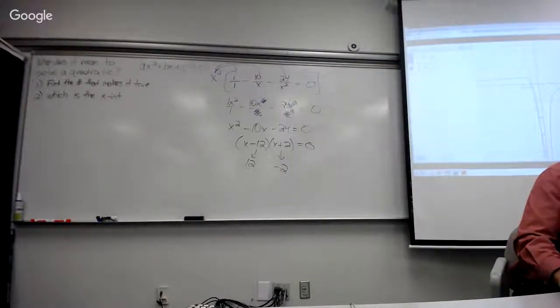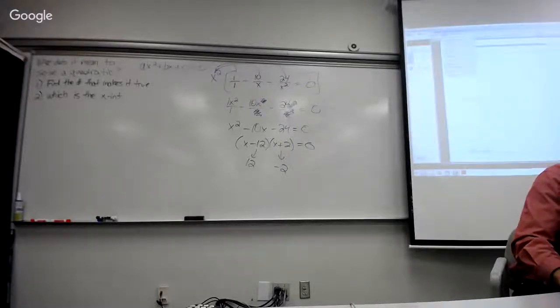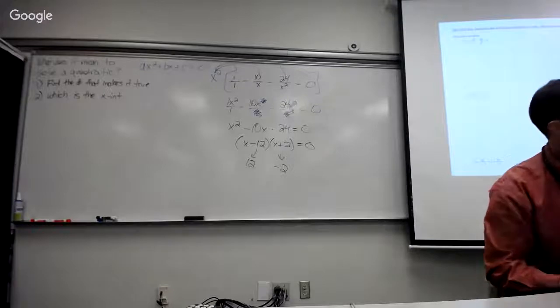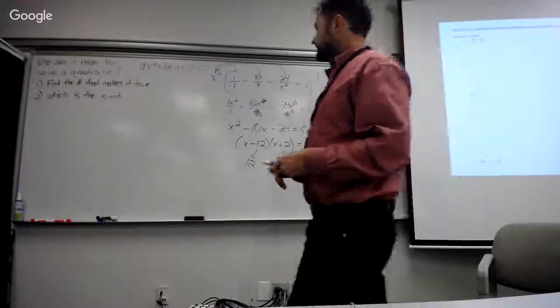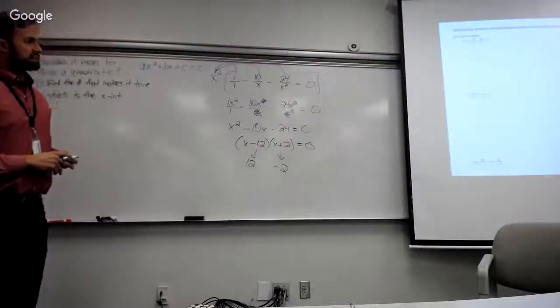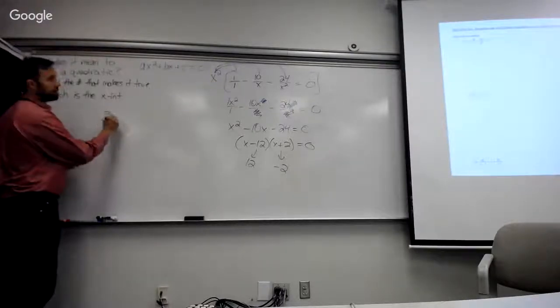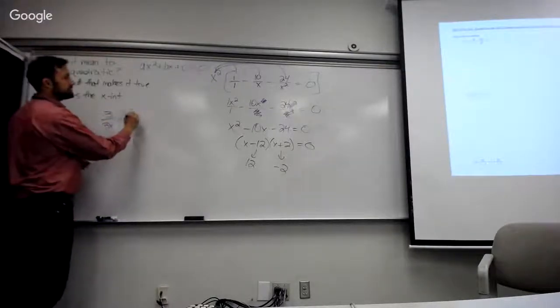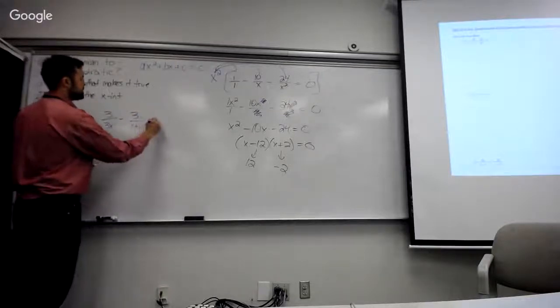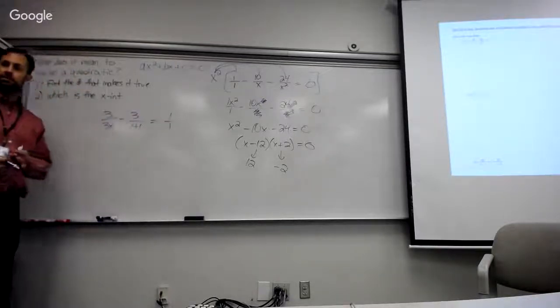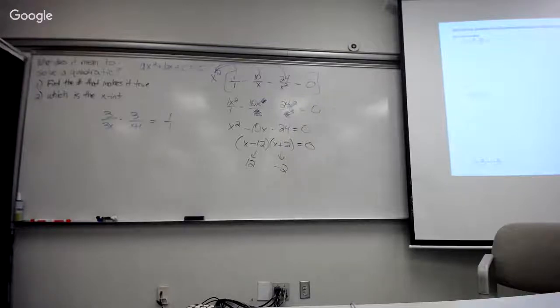All right. Well, that's it for that graph. So let's try that again. The next one is 3 over 3x minus 3 over x plus 1 equals 1 over 1. I'll just go ahead and write it out as 1 over 1. Because we know it's rational, we're going to have to find a common denominator.